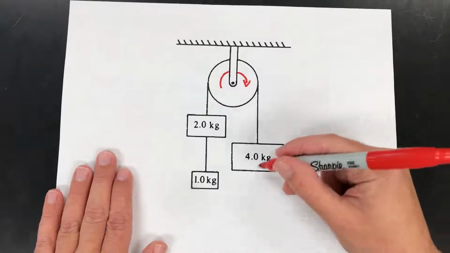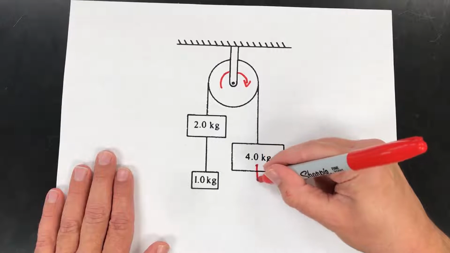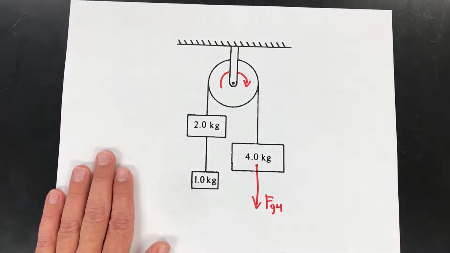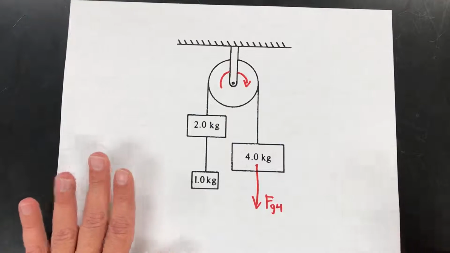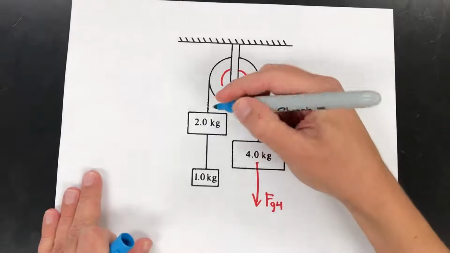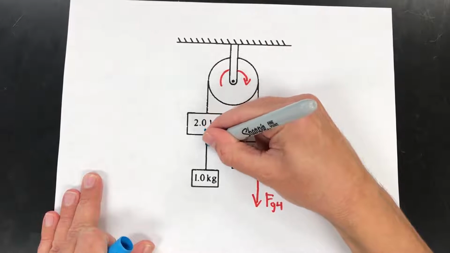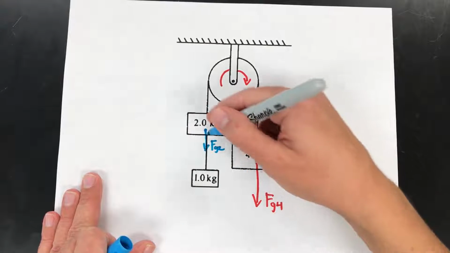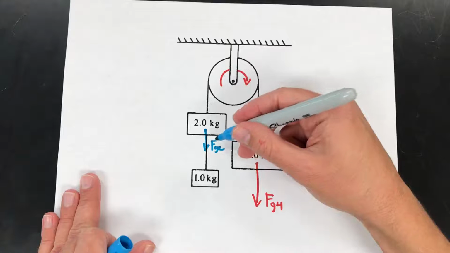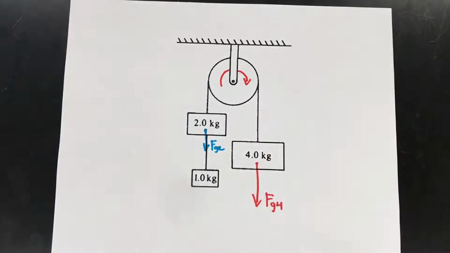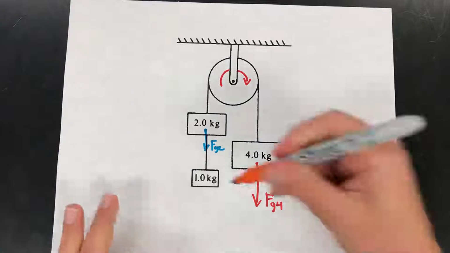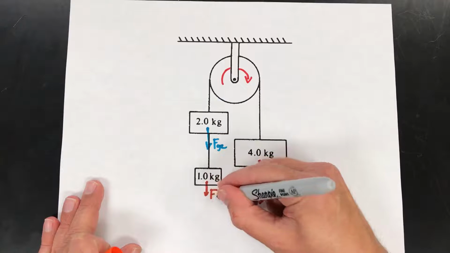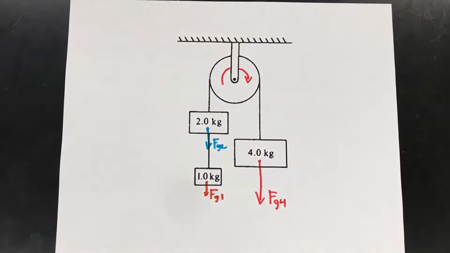They didn't ask for a free body diagram, but I'm going to go ahead and throw it in here real quick. There is a force of gravity on the 4 kilogram, so that is down. There is a force of gravity on the 2 kilogram. And if they asked for it, how would it compare relative to this? Well, it's about half the size. It says force of gravity on 2. And then there would be one more here. This one would be half the size of that. We can call this the force of gravity on 1.